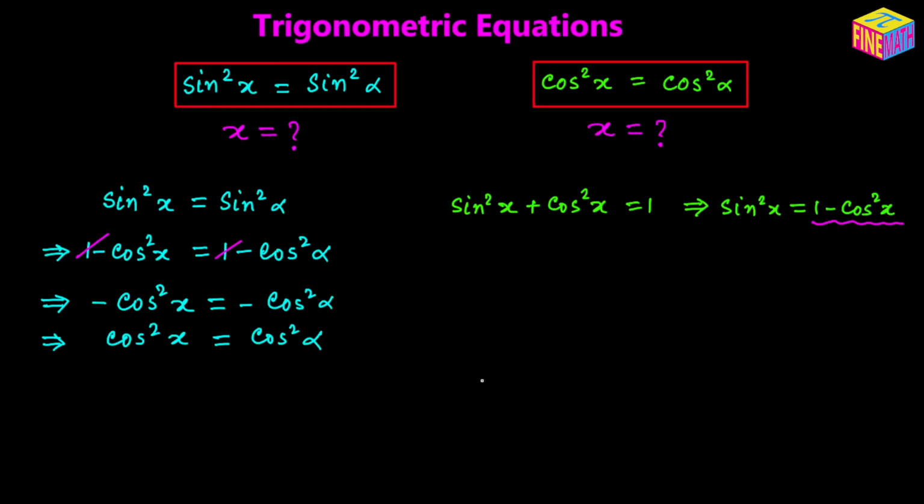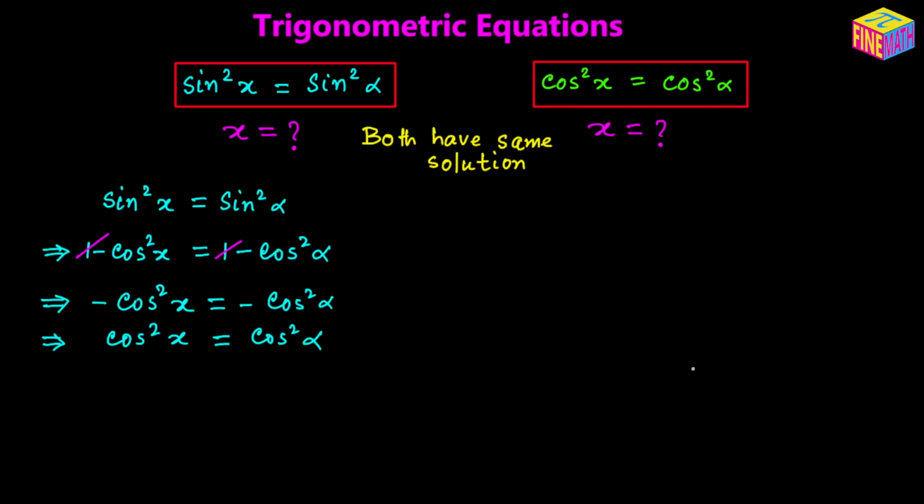As you can see, it has now changed into cosine squared x equals cosine squared alpha, which is actually the second red box up there. So they both are nothing but the same equation. That means they will both have the same solution. Let me make a quick note here that they will have the same solution, and I'm going to erase this other note right here.